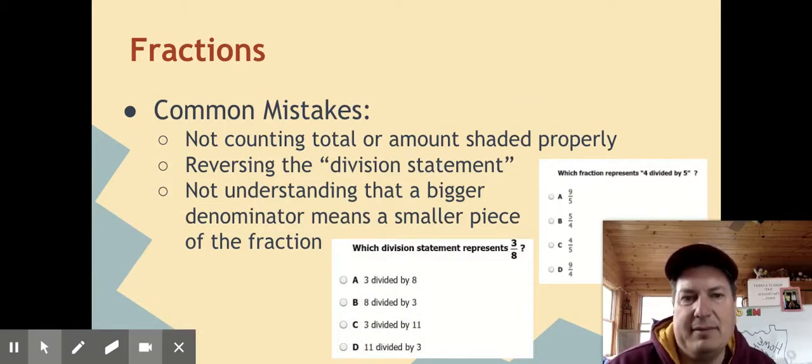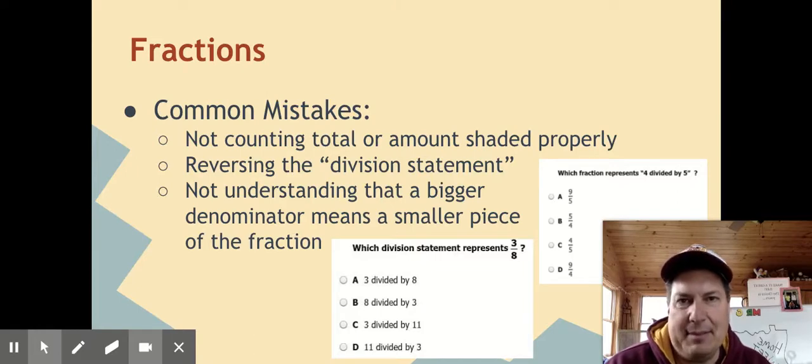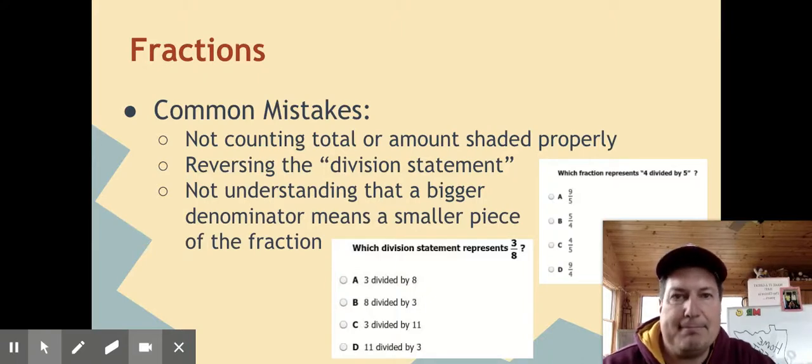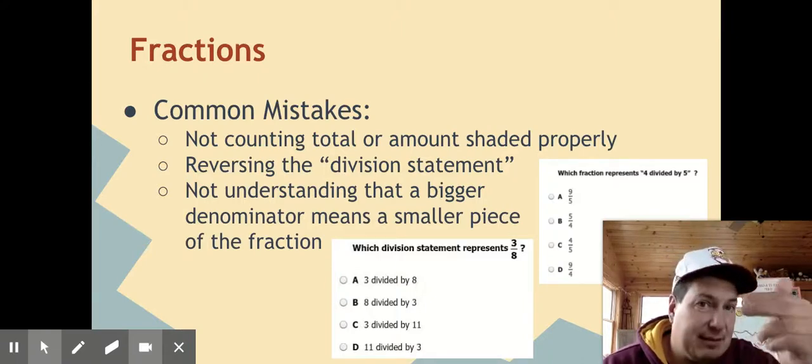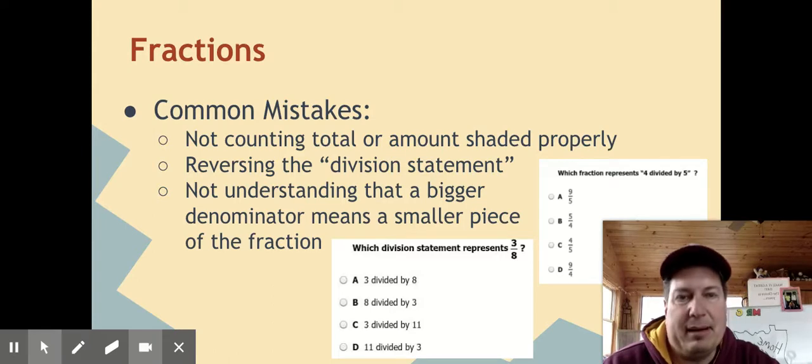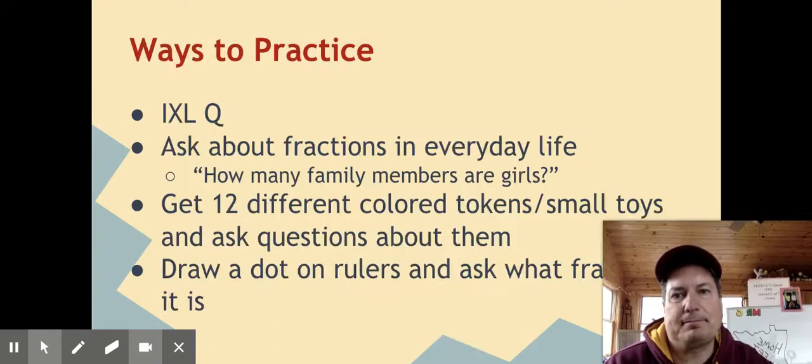Common mistakes that we have, and they happen, and a lot of times it happens with new fraction users, but they may not accurately describe what's been shaded. 2 parts out of 4, they might just put 2 over 2. They might reverse things. They might not understand that the bigger piece is on the bottom of the fraction, the smaller piece is on top. If the larger piece is on top, we call that an improper fraction, and we'll get into that later.